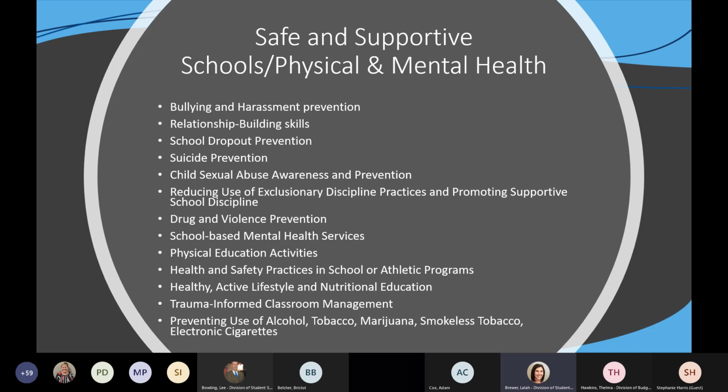Under the Safe and Healthy Students section of the grant, there are a lot of ways that funds can be used, but the main ways we're seeing funds used are supplemental SROs, trauma training, character education, and mental health services. Funds can also be used to support several other areas, because typically when we think of safe and supportive schools, we think physical safety and mental health. But it could also be used to support physical education programs, health and safety practices in school or athletic programs, as well as nutrition education.